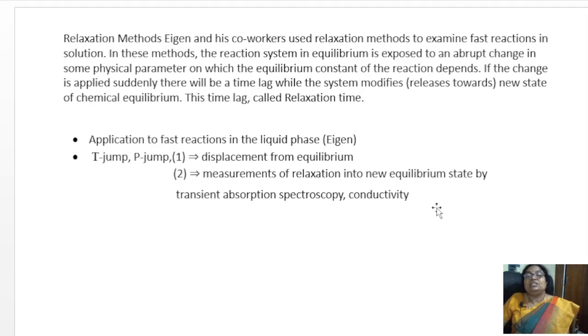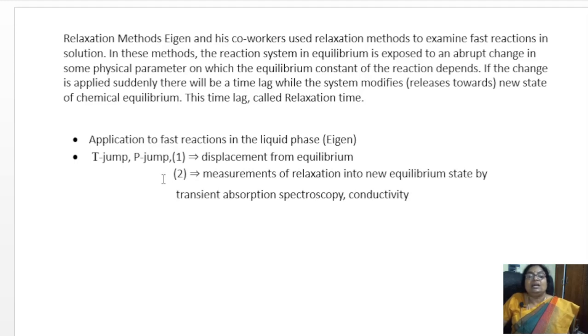This time lag is what we call the relaxation time. Eigen and his co-workers used this relaxation method to examine fast reactions in solutions. So the temperature jump or pressure jump method is applied to fast reactions in solutions, that is, in the liquid phase, for reactions which are sensitive to a temperature or pressure jump.